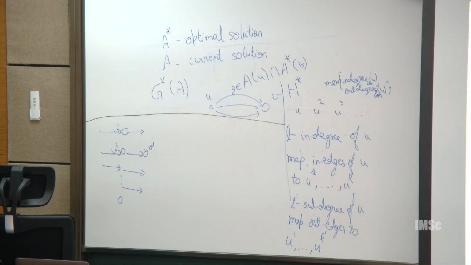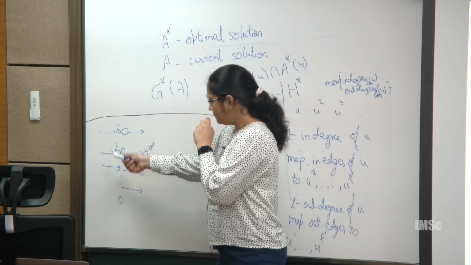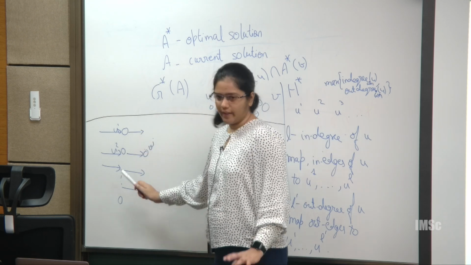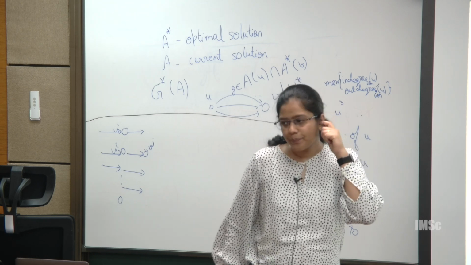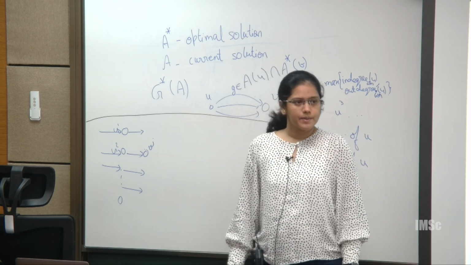Look at in degree and out degree of vertices in G star. Whatever is maximum, create those many copies of a vertex. This is the vertex set. Okay. Now, every arc coming into this, map them to U1 up to whatever the in degree is. One to one mapping is important here. Okay. Similarly, you map the out degrees, the out edges.